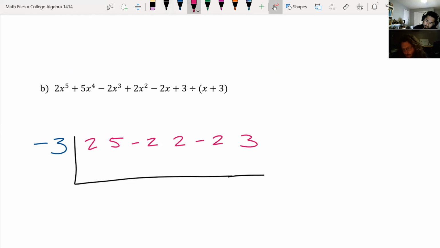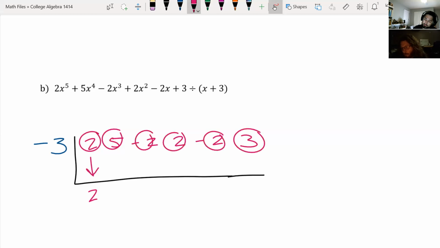And again, the first number always comes down. And you can even count them off to make sure you have all of them there. This was 5, 4, 3, 2, 1, 0. Just to make sure it matches up with the above.